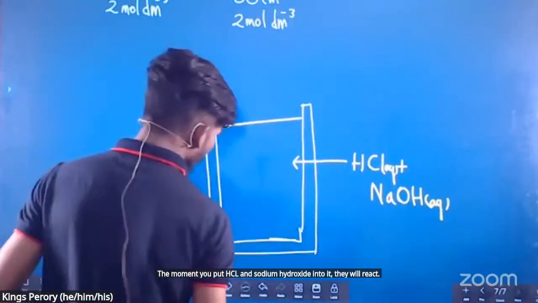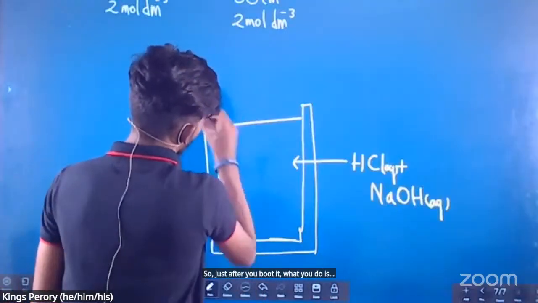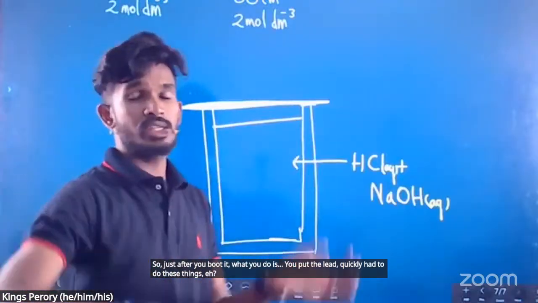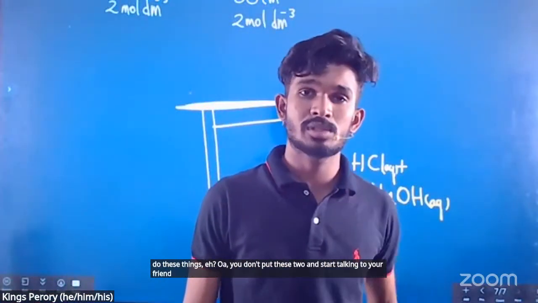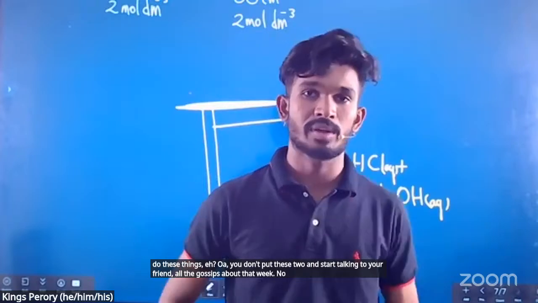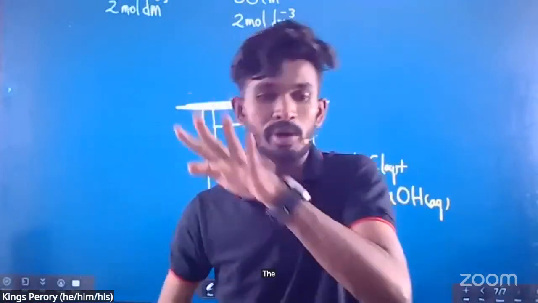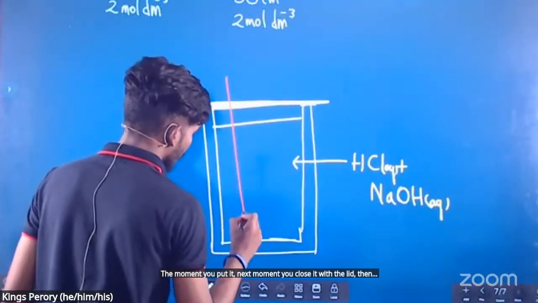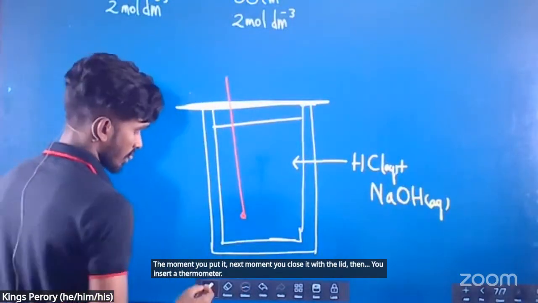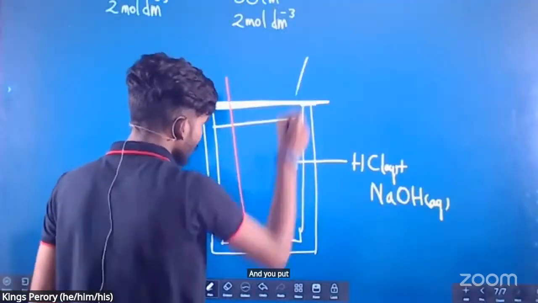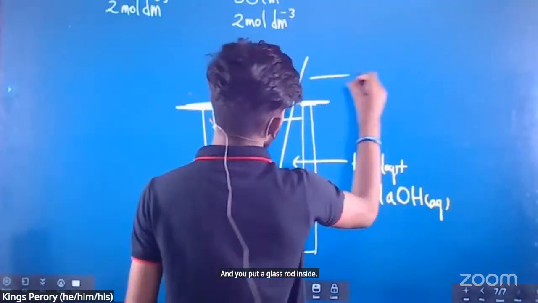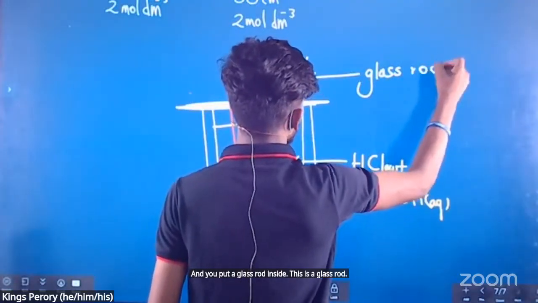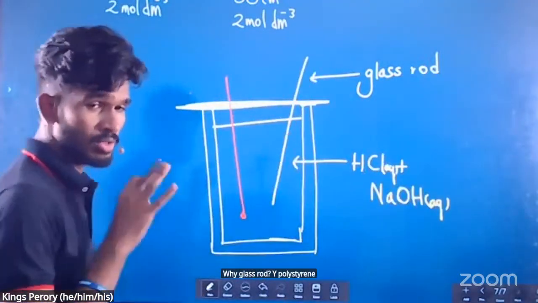So just after you put it, you put the lid, quickly you have to do these things. Oh yeah, you don't put these two and start talking to your friend about all the gossip of that week. No, you can't do it that way. The moment you put it, next moment you close it with a lid, then you insert a thermometer and you put a glass rod inside. This is a glass rod. Why glass rod? Why polystyrene cup? Later I will tell. For now, just listen.